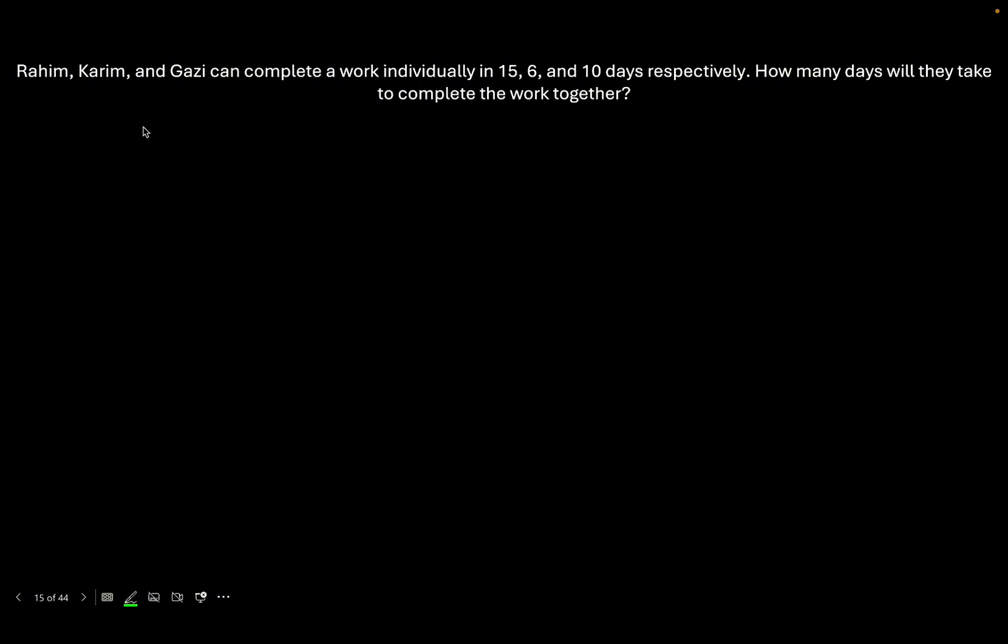So for Rohim, we can say he can do this whole work in 15 days. So in one day, what portion of the work will he do? He will do 1 by 15. So for Karim, in one day, he will do 1 by 6. And for Gaji, in one day, he will do 1 by 10.